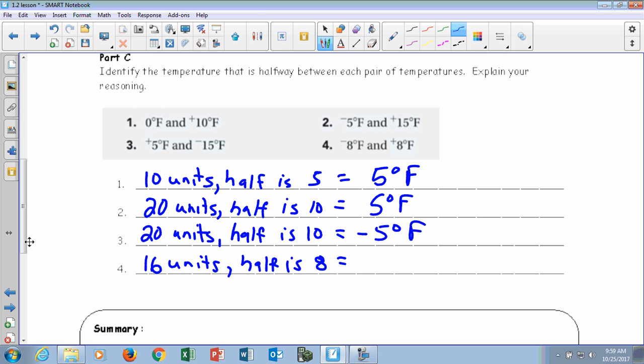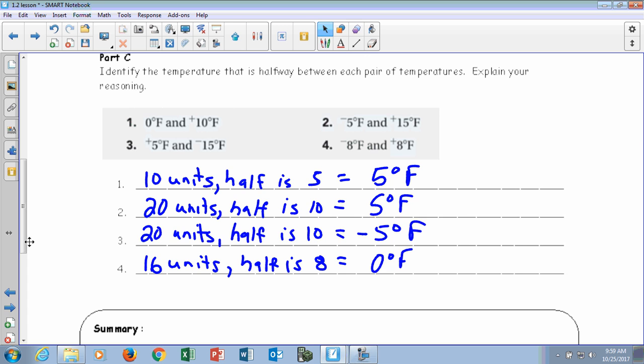So what's our middle point? What's right in the middle between negative 8 and 8? If we go either up or down 8 units to find the half. 0. 0 is the halfway point. All right, everybody with me?